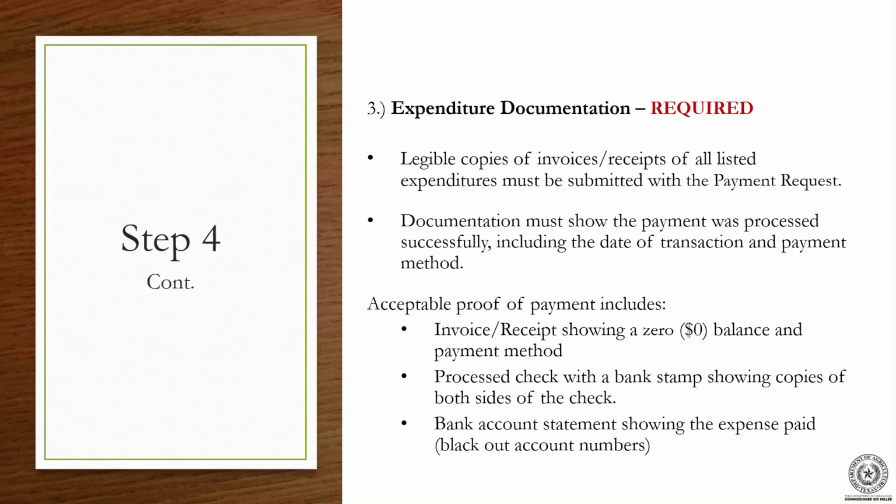Expenditure documentation is required. When submitting your payment request, all listed expenditures must be legible copies of invoices and receipts. Documentation must show the payment was processed successfully, including the date of the transaction and payment method. Types of acceptable proof of payment include invoices and/or receipts showing a zero balance and payment method, a processed check with a bank stamp showing copies of both sides of the check, or a bank statement showing the expense paid, where you may black out your account number.